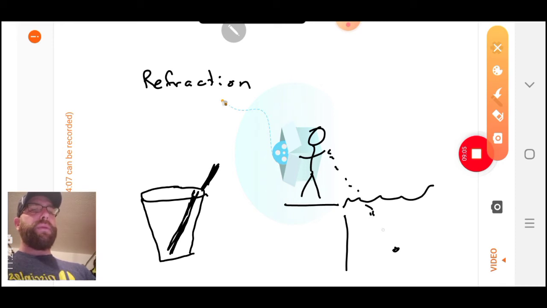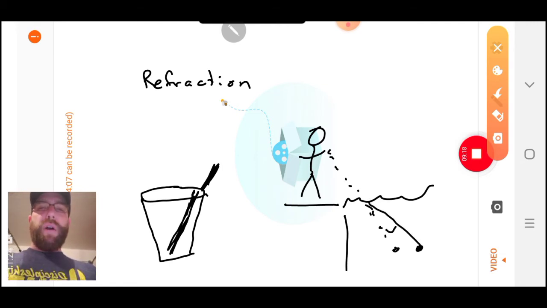You see the penny with your eyes, but for some reason, when you actually dive into the water, the penny's actually not there. It's there. It's off by this angle. And the reason that it's off is refraction.